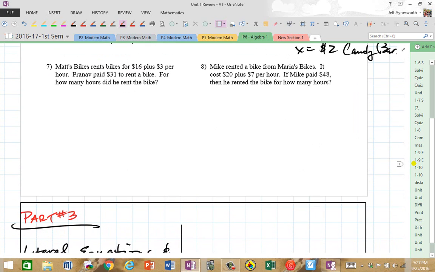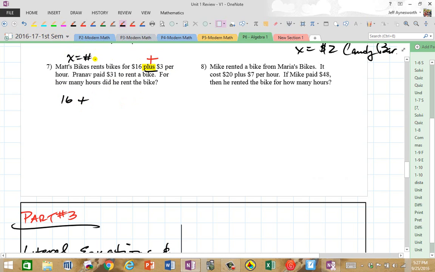Okay, number 7. We rent a bike for $16 plus. Again, notice the key words here. So it's 16 plus something. We rent a bike for 16 plus $3 per hour. So let's say that x equals the number of hours. If it's $3 per hour, you have to take 3 and multiply it by the number of hours to get the total amount of money that has been spent. And he paid $31 total.